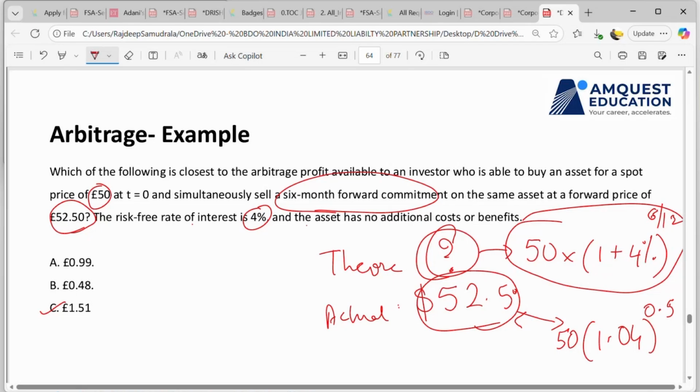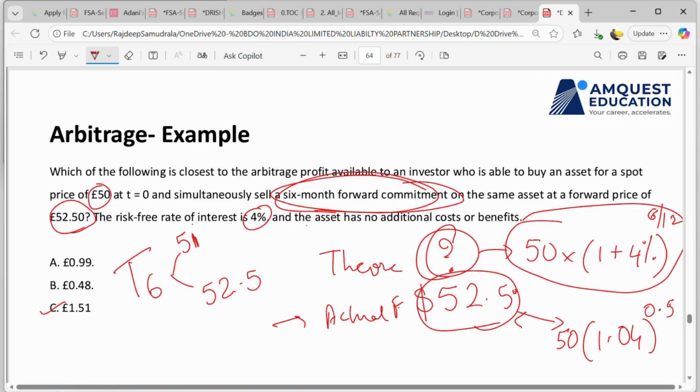No. 50 is just the spot price, right? What is the forward price selling at? The forward price today is at 52.5. So if you want to go into a 6-month forward commitment, it is available at 52.5, available after 6 months. So at time 6, this forward will give 52.5 and this spot would have become 51. Right? 50 plus 4% for 6 months. How much is that? 51.